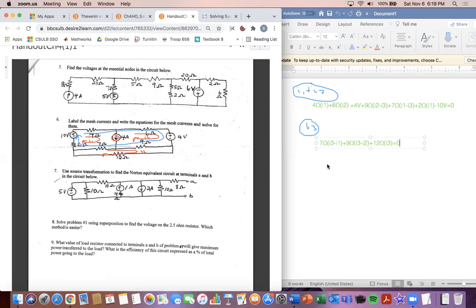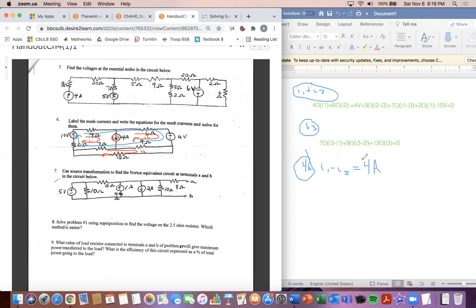Okay, now that we know the equations for I1, I2, I3, remember, we're going to have to make an equation for this source right here since we made a super mesh. So we have I1 going through it and I2 going in the opposite direction. And so for that 4 amp source, the equation here is I1 minus I2 is going to equal the 4 amps, because I1 is going in the same direction as the 4 amp current source.